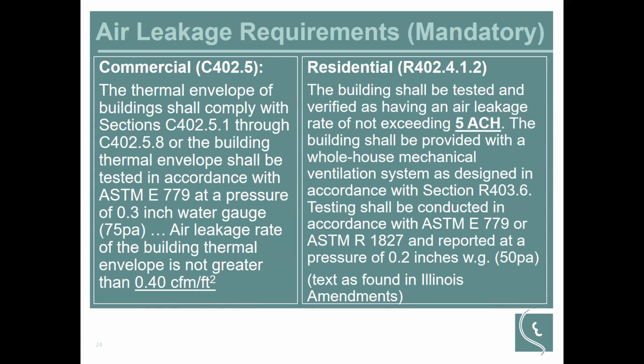However, one of the big differences is that the commercial provision is an air leakage across the envelope, so a certain number of cubic feet per square foot of envelope area. Whereas the residential is based on a volumetric measurement of how many volumes of air of the home can be exchanged per hour. This difference, while seemingly small, can really pose challenges in the residential sector, particularly for buildings that have low volume relative to surface area. When you have smaller homes, this can be a more difficult requirement to meet, whereas with a very large home, the volume is very large relative to the surface area.